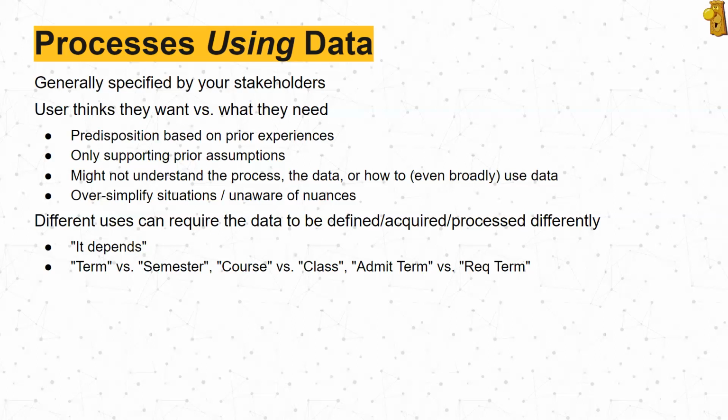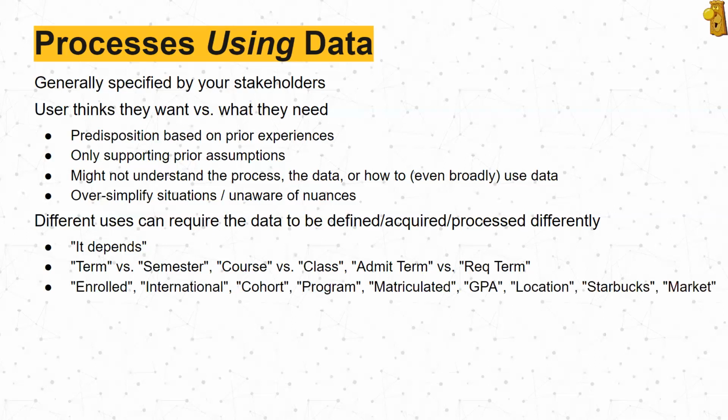Admit term versus rec term, right? They look kind of similar. They're often the same thing, but they mean different things. They need to be used differently. Right? Lots of red flag words. These are things you want to drill into. Enrolled, international, cohort, program, matriculated, GPA, location, Starbucks, market. All of these terms are thrown out, but different people mean different things when they say these. One person can mean different things when they say them at different points in time, right? So you have to understand the nuance, understand how they're using it, why they need it.